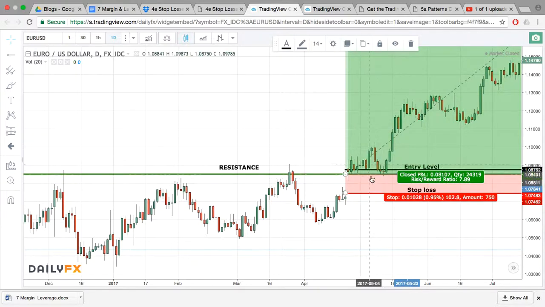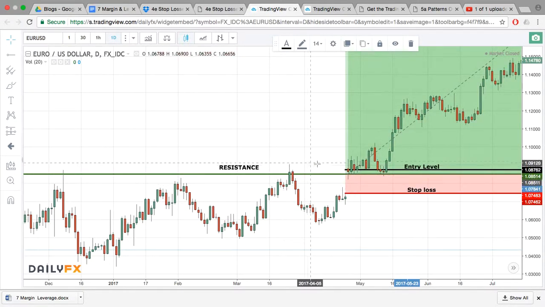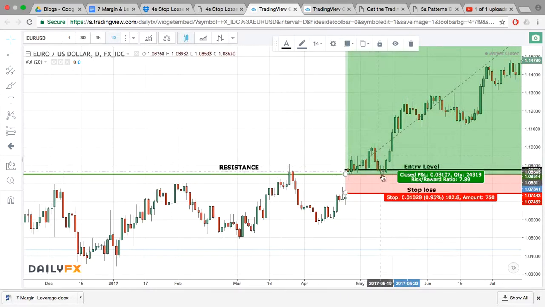So the mistake a lot of new traders make is they put their stop losses at resistance, and what you can see here is the market retraces all the way back to this level, and that does tend to happen quite a lot. So one of the key things here to note is that you want to give the market a little bit of space, and that's where a lot of traders make mistakes. So that's a good point to note.